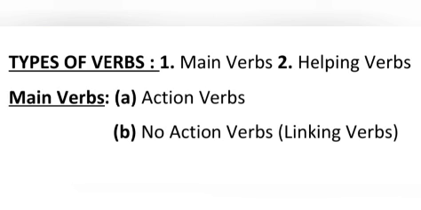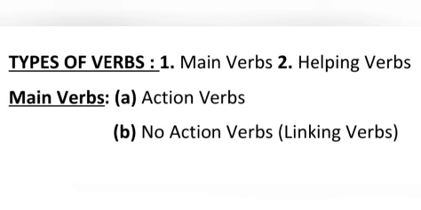Now let's discuss types of verbs. Verbs can be classified into two parts, main verbs and helping verbs. First, let me tell you about helping verbs or auxiliary verbs. Helping verbs are placed before main verbs. Helping verbs are like do, does, did, has, have, had, will, would, shall, should, can, could, may, might. These all are helping verbs.